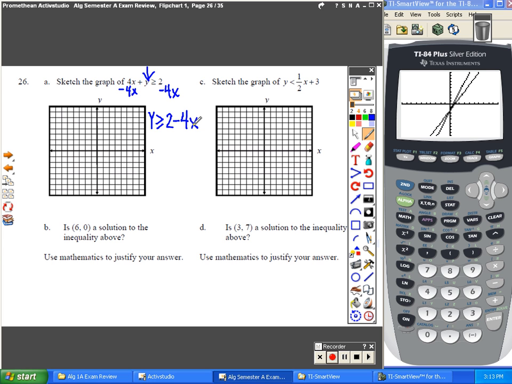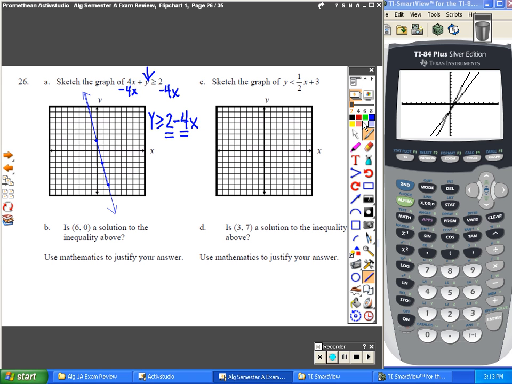That leaves you with y is greater than or equal to 2 minus 4x. Now to graph this, you start at the y-intercept, which in this case is 2, and then you follow the slope. In this case, down 4 over 1, down 4 over 1. To draw a line through those points, and then arrows on the end, and you're done.